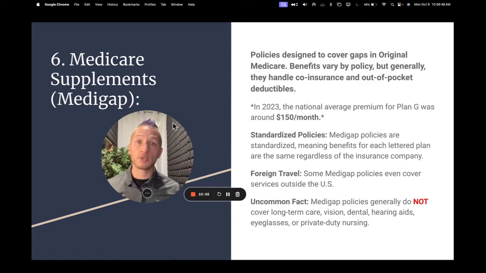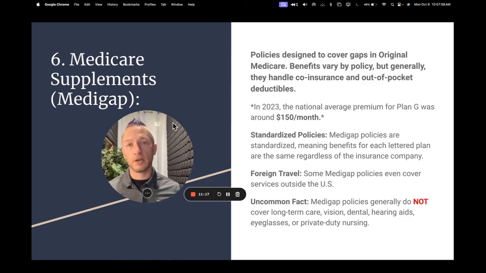Medicare supplement policies are also going to cover you on foreign travel. Most of them do. Plan Gs do most of the time. Now, it's not going to be an unlimited amount. In the past, I've seen $50,000 of coverage in the event you are overseas or outside of the United States. Fun fact about Medicare supplement policies: they do not cover long-term care, vision, dental, or hearing either.